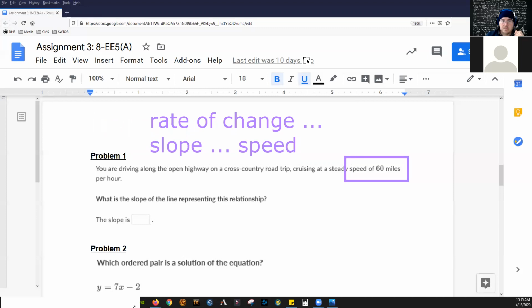So, hintity hint hint, when they tell you the speed is 60 miles an hour and they're asking you for the slope, if you understand that rate of change and slope and speed are all the same thing, I'm winking, there's not a whole lot of actual calculations you have to do to get this one right. And I think that'll be my signing off hint of the day for your classwork.